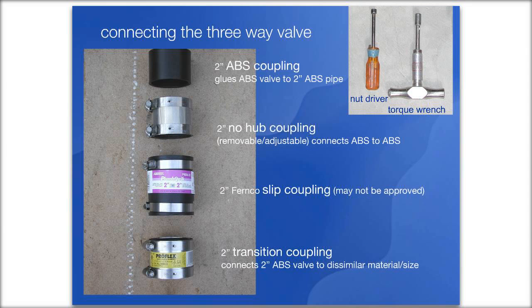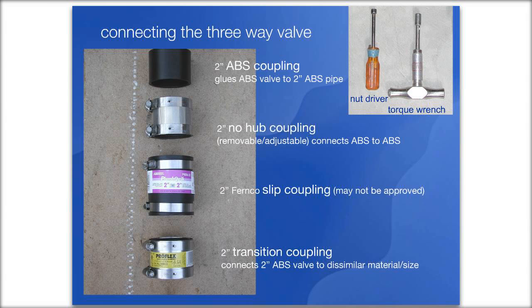Okay, now we've just been talking about some of the different fittings that you can use for connecting the three-way valve. At the top there is an ABS plastic coupling, which could be glued onto the valve. The next one is the 2-inch no-hub coupling. It has a corrugated stainless shield around it. That could be used going ABS to ABS. If you're going from ABS to cast iron, or in other situations with ABS, you could use the slip coupling that I just described that doesn't have the stop in the middle.